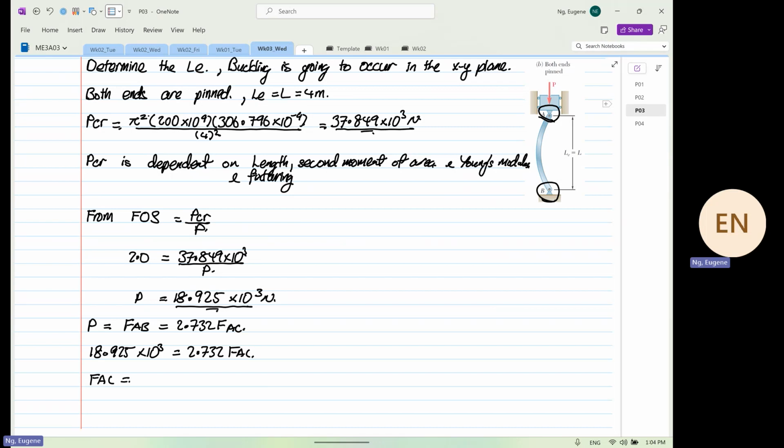So the answer is 6,927.2 Newton. I want you all to round it off to 6,927 Newton. In terms of Newton, forget about the decimal point. Are we clear? What is 0.9 of a Newton?